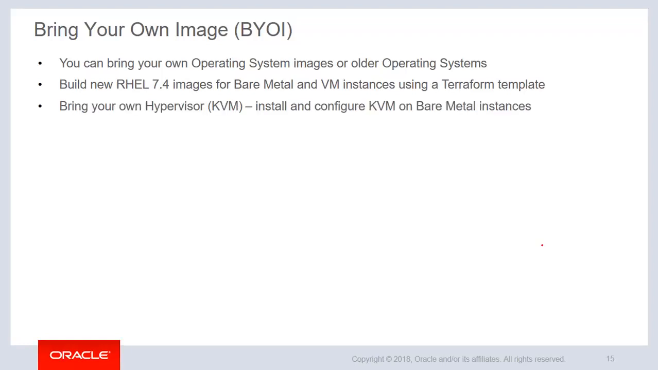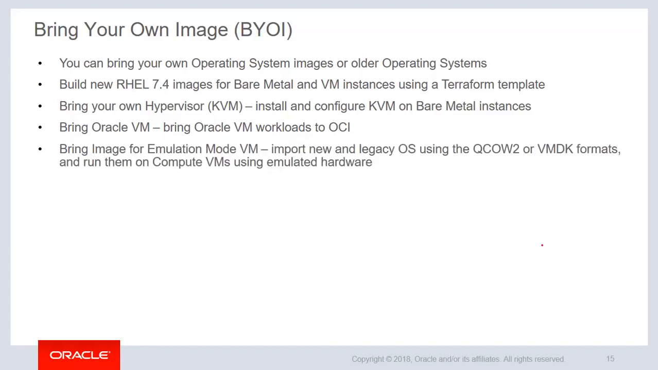You can also bring your own hypervisor. We talked about the fact that we support bare metal instances. You can run anything here. You could run KVM, you could run Xen, you could bring your own hypervisor, and you can configure your guests. You can run your own VMs. You can also bring Oracle VM if you're using that, and there are more details on how this works. We have a level 200 course where we go into more details. But the whole idea is to make it work.